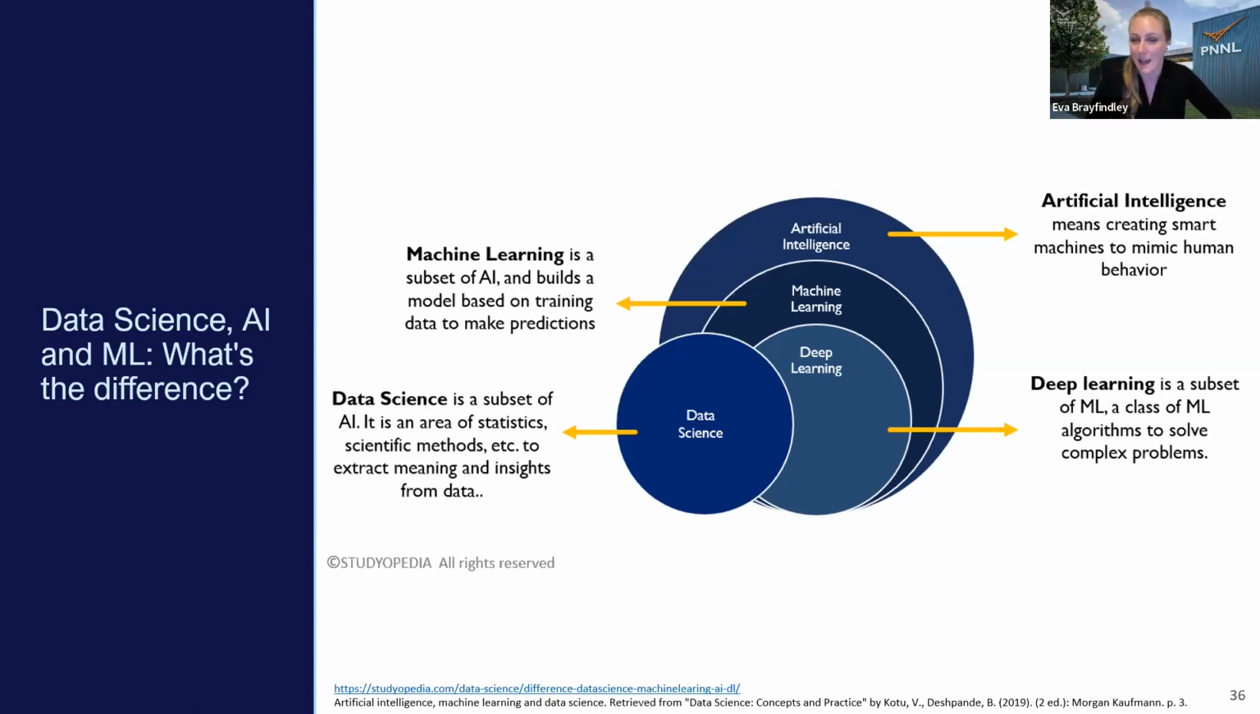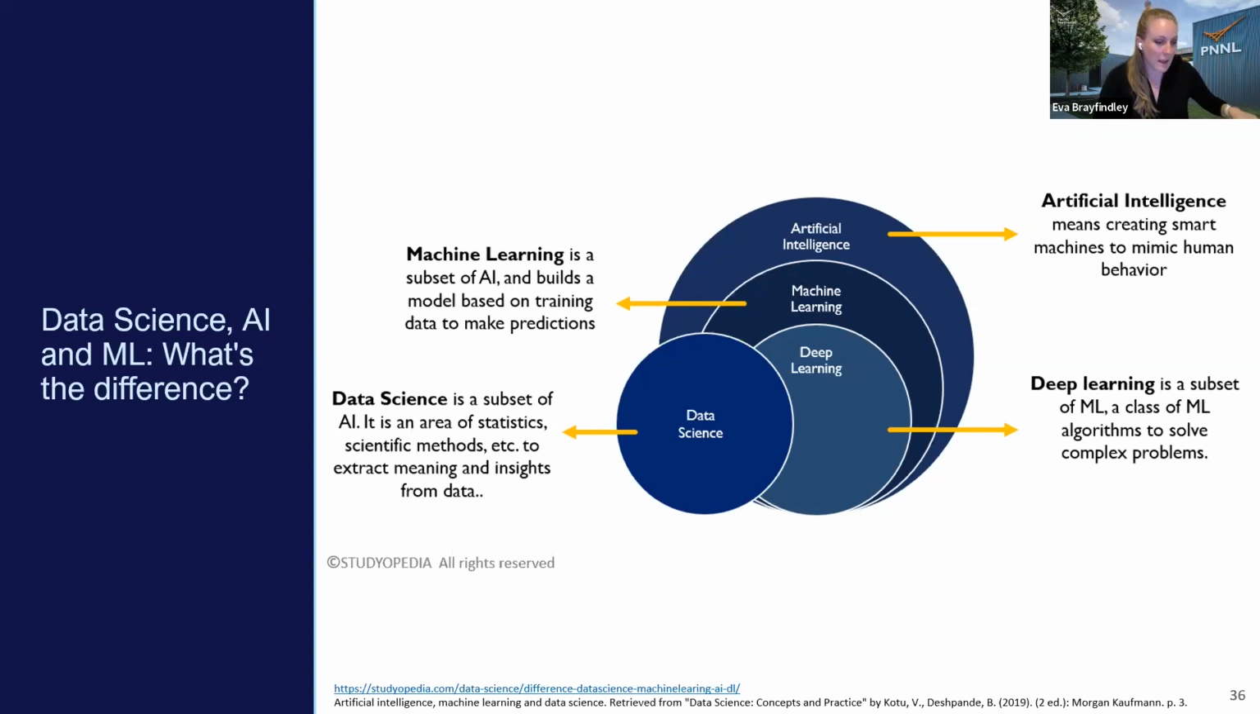Machine learning is a subset of AI, and it very specifically builds models based on some data that it gets fed, its training data, to make predictions. Deep learning is another term you'll hear a lot, and that's a very specific subset of machine learning, a very specific class of algorithms and models that get used for highly complex problems.